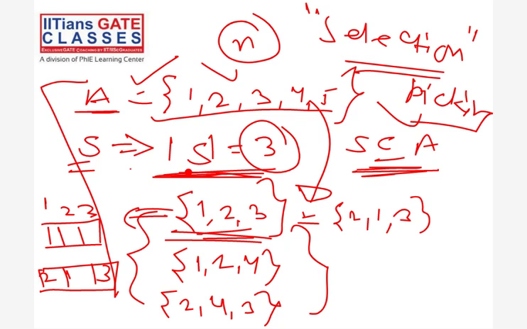This problem is different from the permutation problem, because in the permutation problem, first we were choosing R elements, then we were arranging those R elements. But here, first we pick R elements, let's assume 3 elements because we are interested in subsets of size 3. Once we pick 3 elements, ordering does not matter. Let's assume you have picked 1, 2, 3.